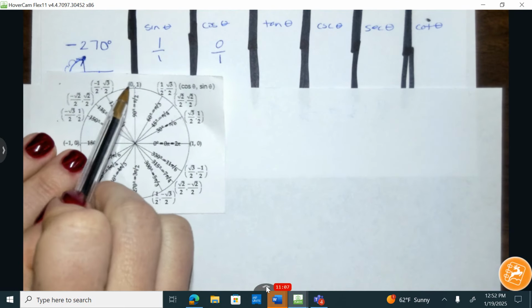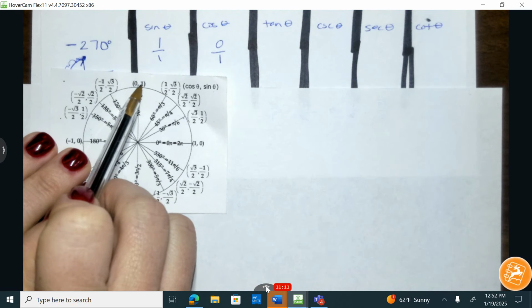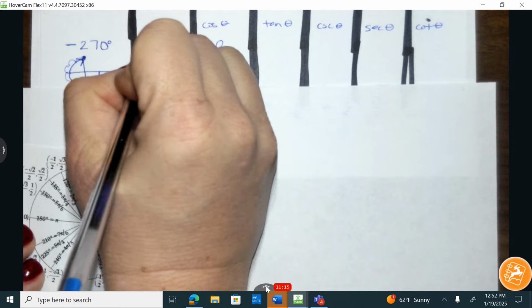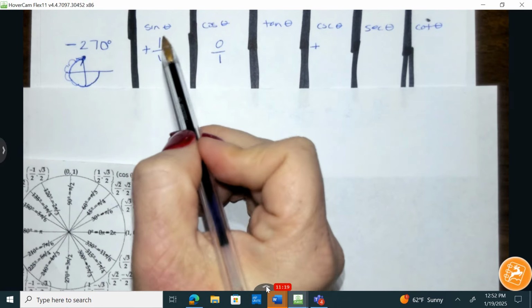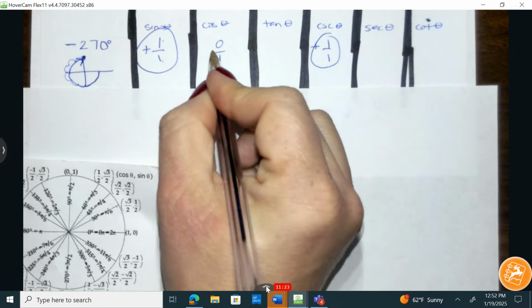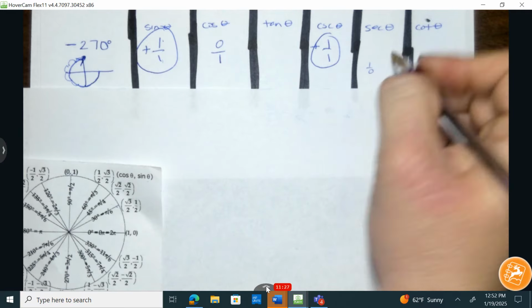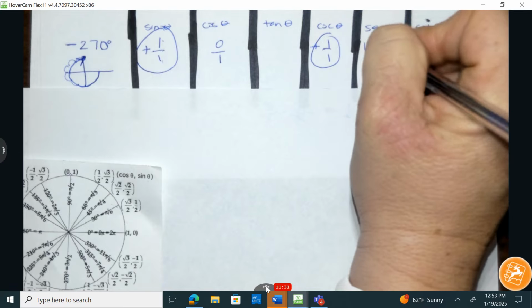Okay, so we can see that 0 is neither positive or negative, but we do have a positive sine. So I know if sine is positive, its reciprocal will be positive. So the reciprocal of 1 over 1 is just 1 over 1. The reciprocal of cosine, the secant, would be 1 over 0. We can never have 0 on the bottom of a fraction, which makes this undefined.